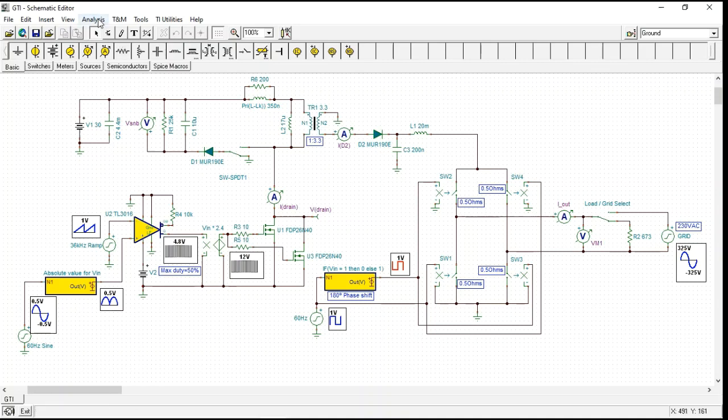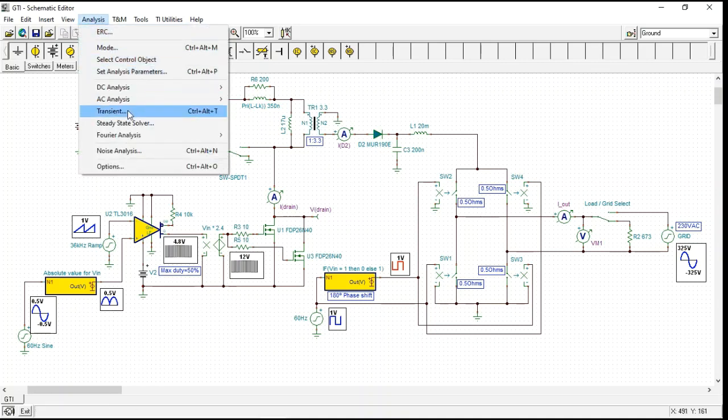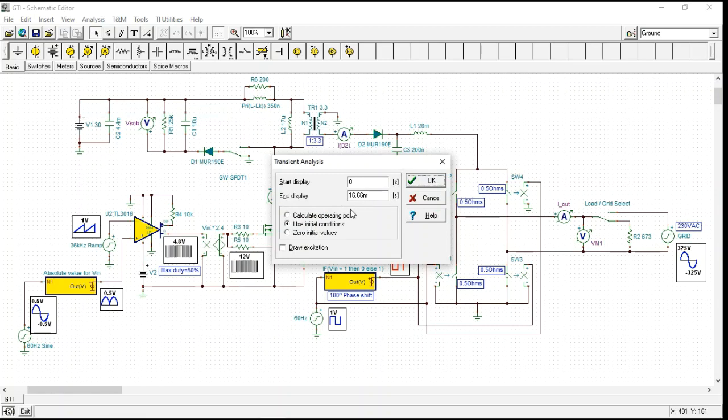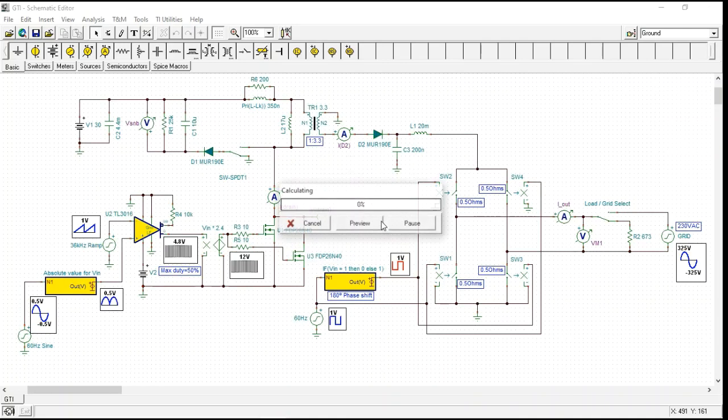And what we're going to do is go to transient analysis. We'll set it up for 16.66 milliseconds. That'll give us one full cycle. So we'll see what this does. If I say okay, I said it takes a couple of minutes, so I'm going to speed up this video and we'll see what happens.